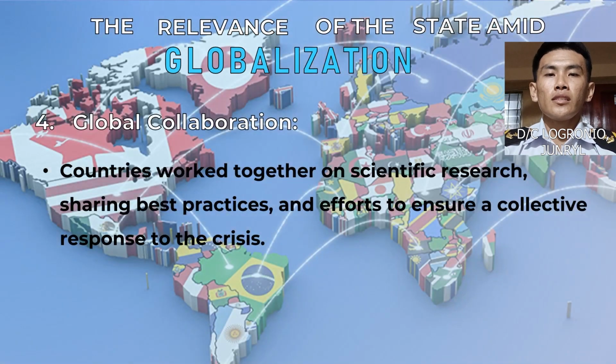The fourth one is global collaboration. While states took individual action, the pandemic also highlighted the need for international collaboration. Countries worked together on scientific research, sharing best practices, and efforts to ensure a collective response to the crisis.